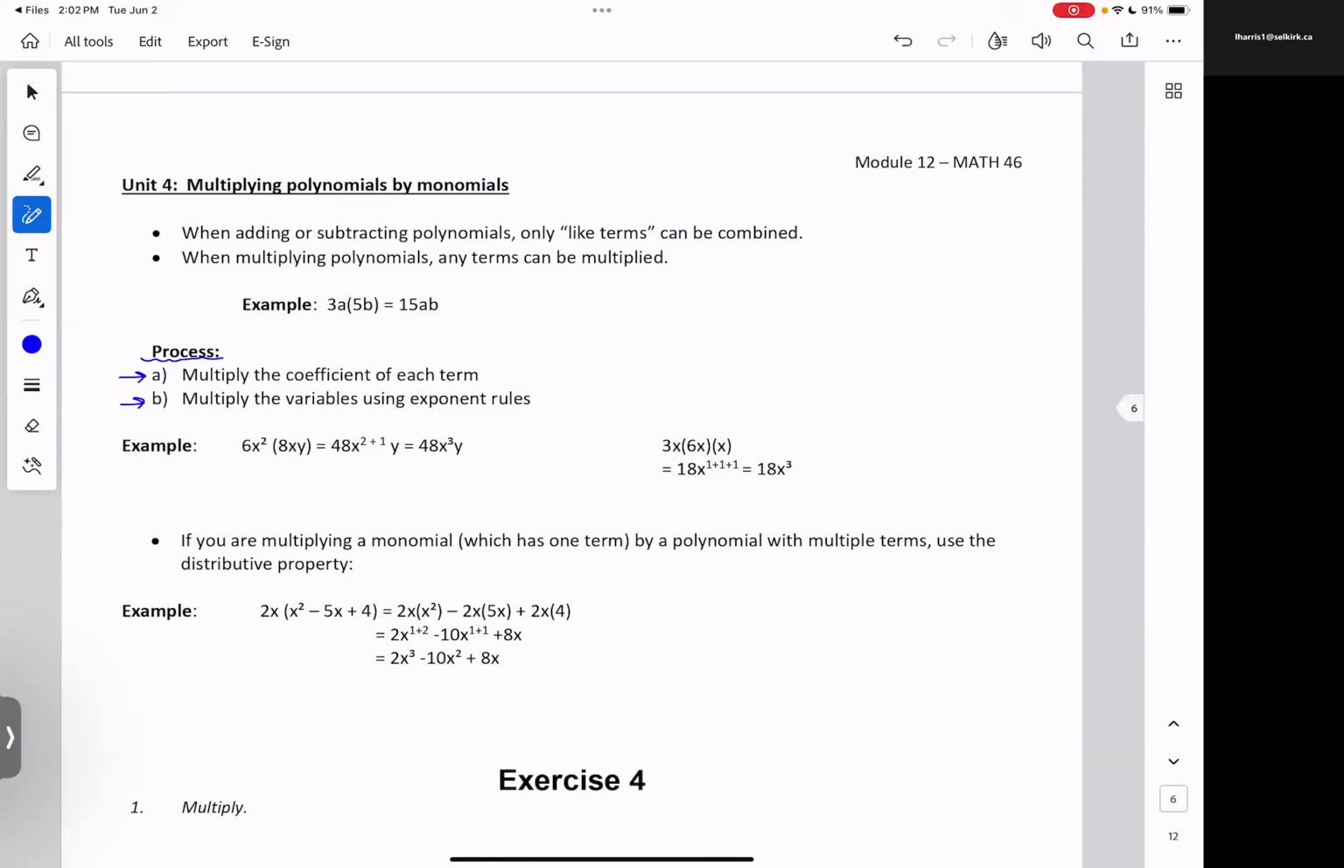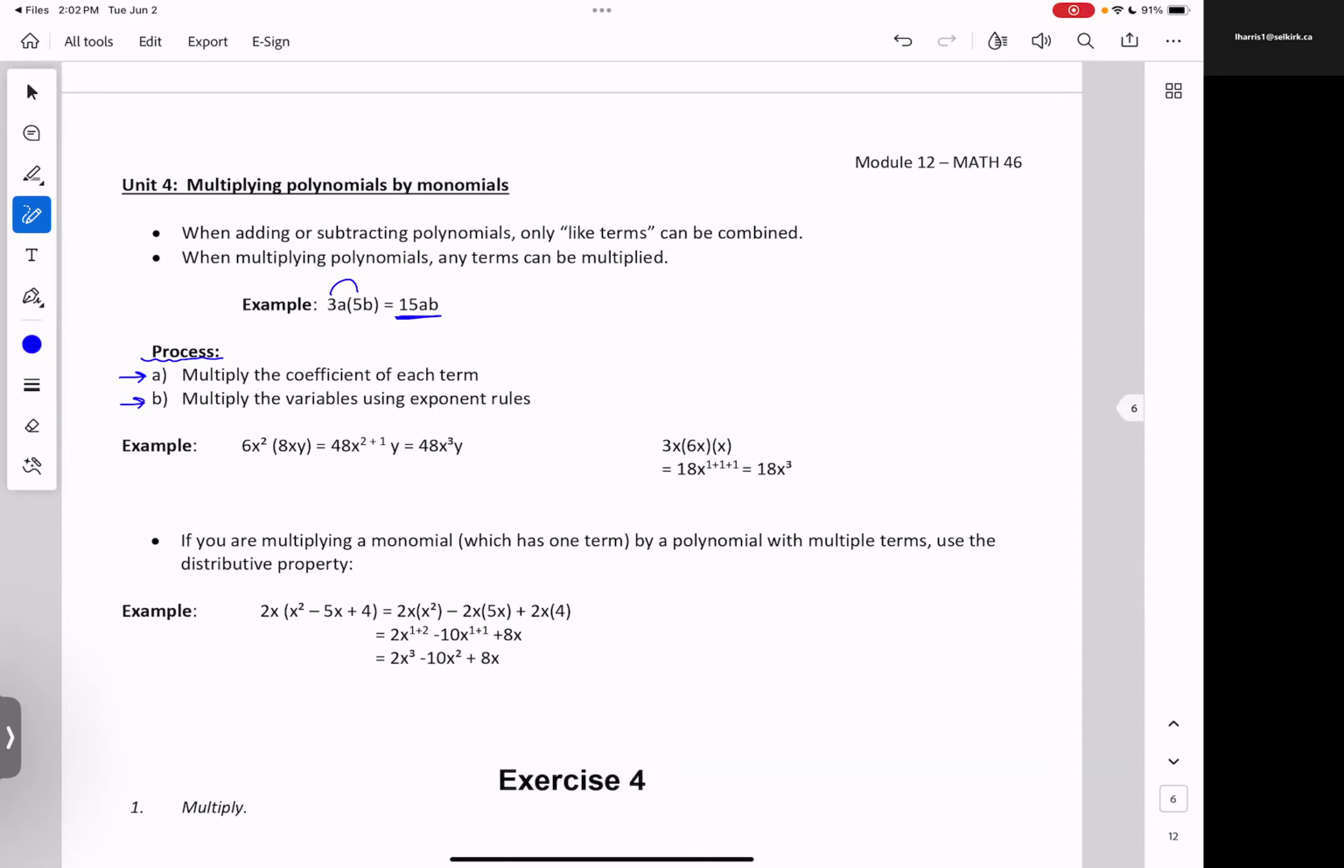So in this example above here, we multiply our coefficients together. 3 times 5 gives us the 15 in our answer. And then here we have an a times b. Well, those are different variables, so we can't simplify any further. So it's just 15 times a times b. Let's look at the next example down below.